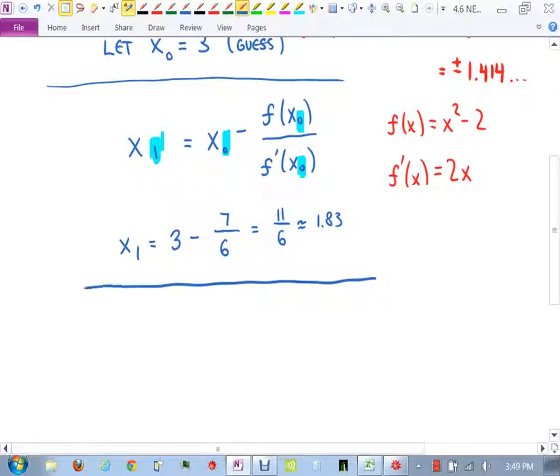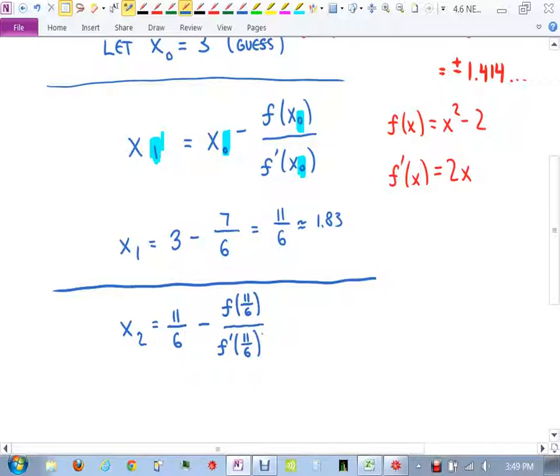So what should my next one say here? x sub 2 equals 11/6. We are not going to use the decimal, okay? We're going to use the fraction. 11/6 minus, how about f of 11/6? We'll compute it in a second. f of 11/6 over f prime of 11/6.